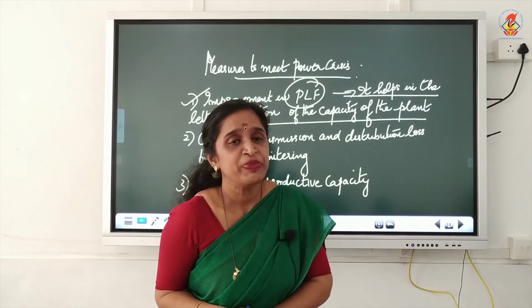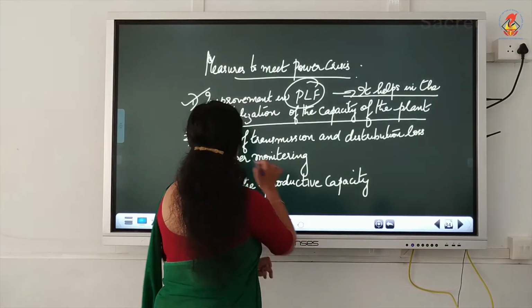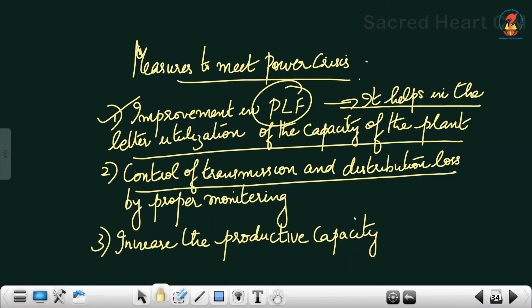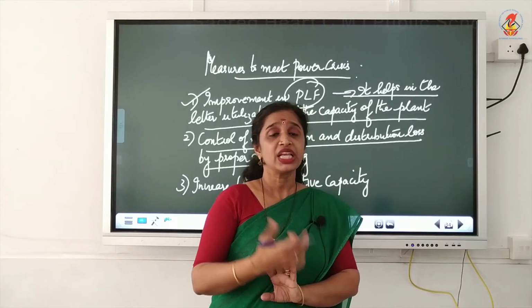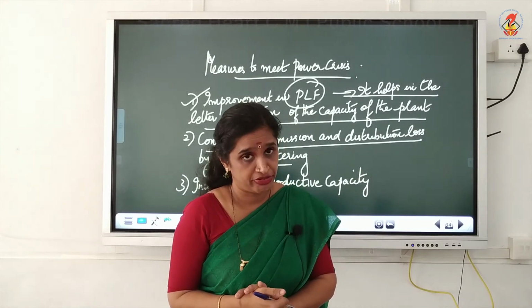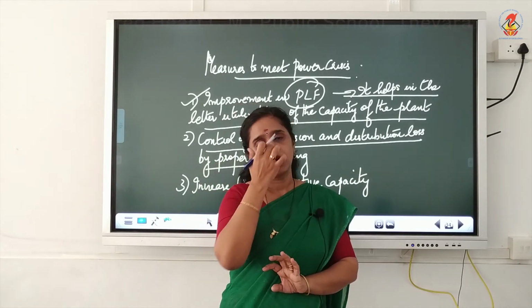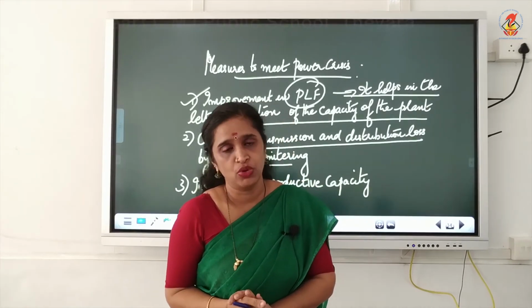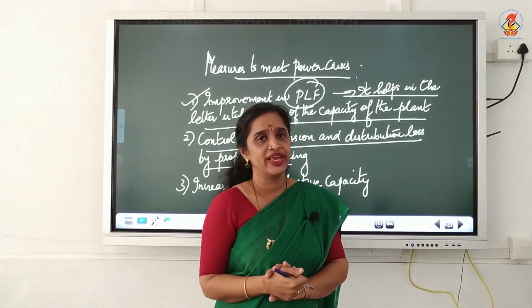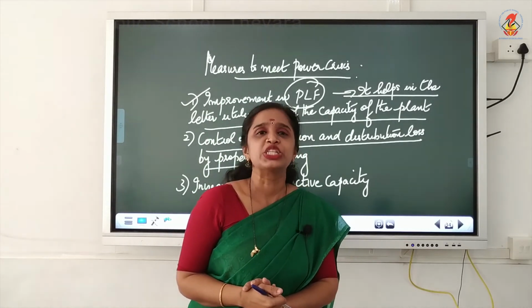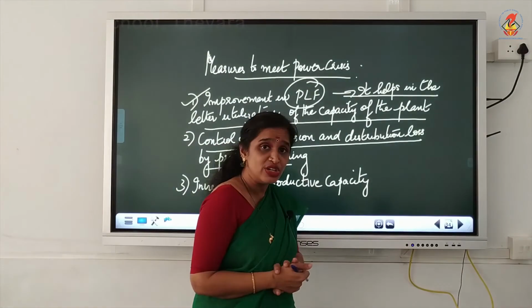Next is control of transmission and distribution loss. Why is this transmission and distribution loss happening? Due to inefficient management. Therefore, all the authorities of the state electricity board have to be vigilant in controlling the transmission and distribution loss. Only they can do it.